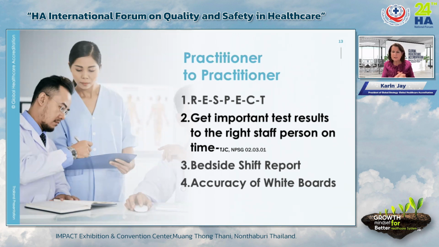Make sure that we're getting important test results to the right staff person on time. This is actually at the heart of the 2024 National Patient Safety Goal by the Joint Commission that's focused on communication. The element of that goal, although it specifies really broadly communication, it drills down into making sure that test results are getting to the right person in a timely fashion. So this has been a shortfall of many organizations and one that we can all work towards improving.